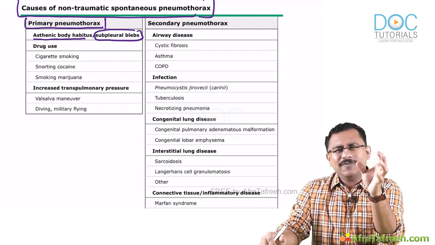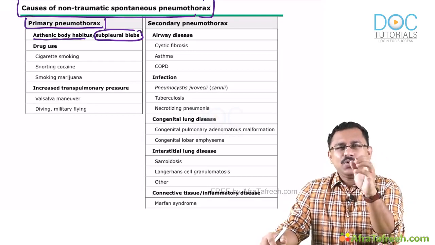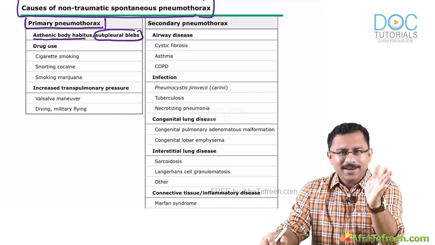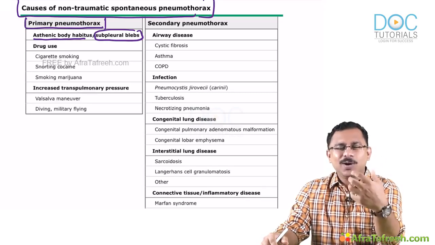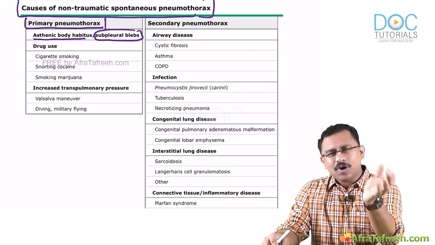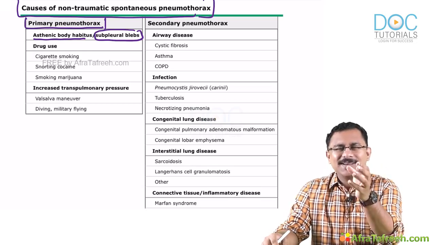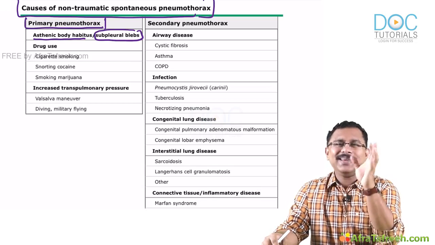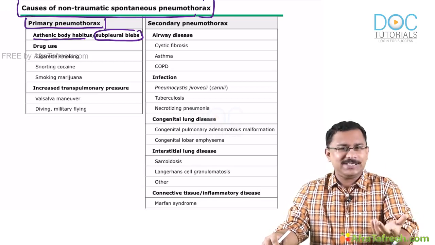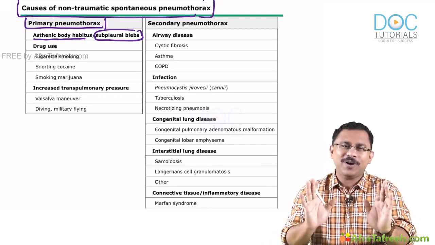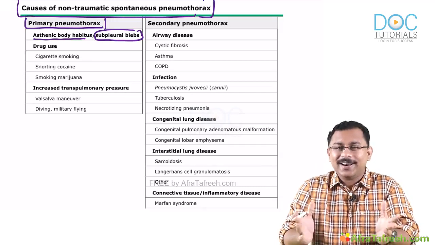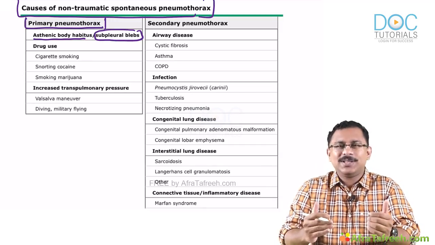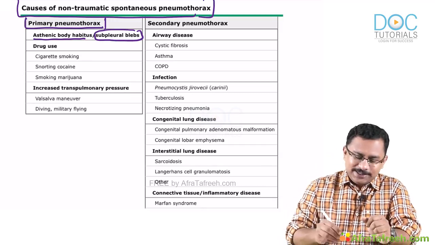So there is also a viewpoint that though you say that primary spontaneous pneumothorax occurs in individuals without lung disease, there is always a possibility that they have some underlying subclinical lung disease which was not manifesting. Okay, so there is a viewpoint like that, you have got to know. But definition wise, there is no underlying lung disease in patients with primary spontaneous pneumothorax.